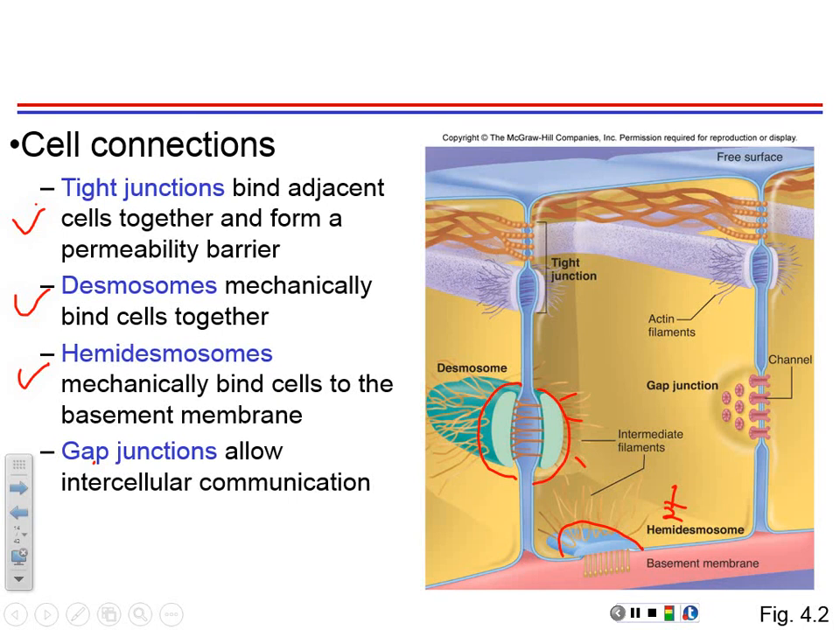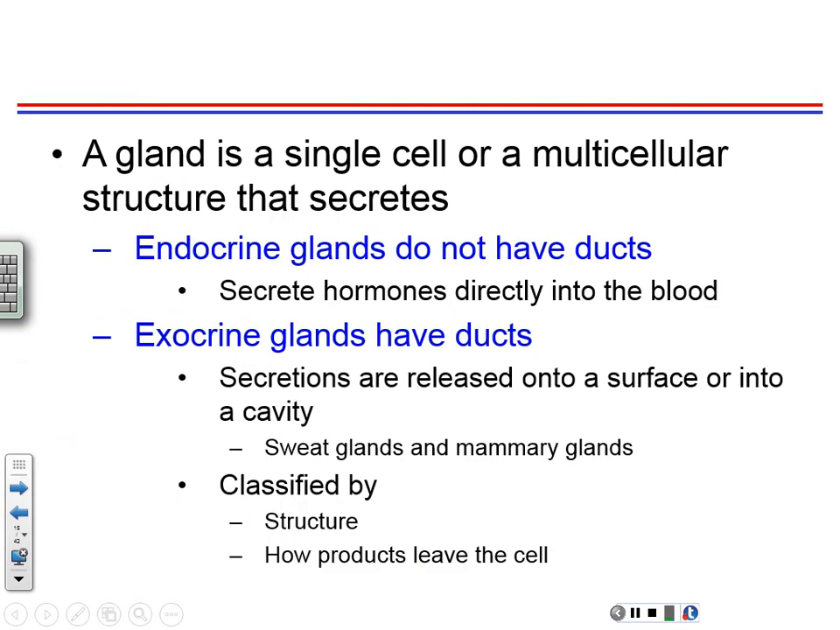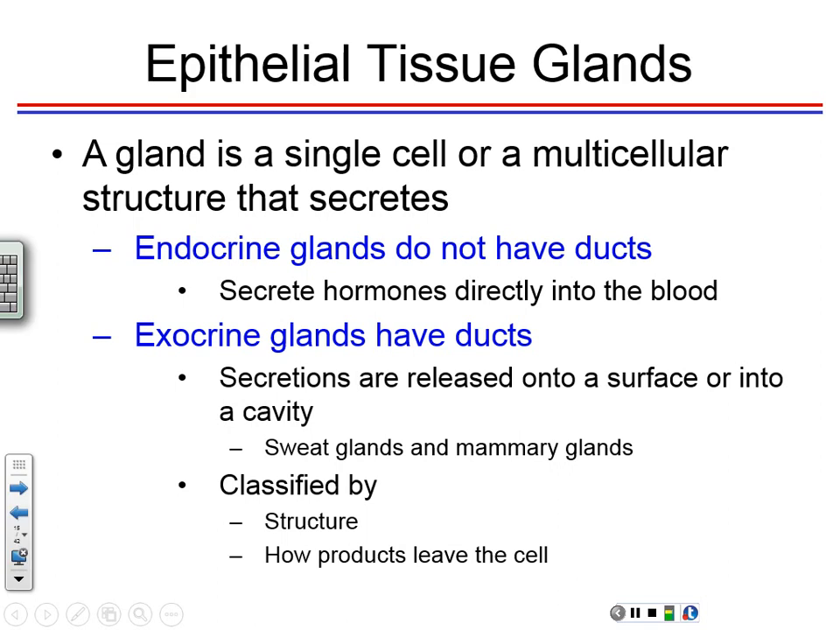So gap junctions are important for transmission of action potentials between cells. Okay, when we do action potentials, you will see that. But with gap junctions, you see, there's a channel here. So when this membrane depolarizes, it will depolarize the membrane of the next cell and the next cell, because the ions can pass through there. Okay, so that's an electrical kind of connection. So those are the four types of cellular connections. All right, so now we go to the glands.